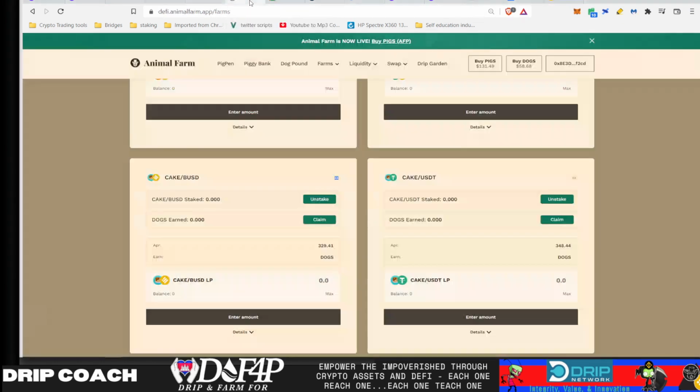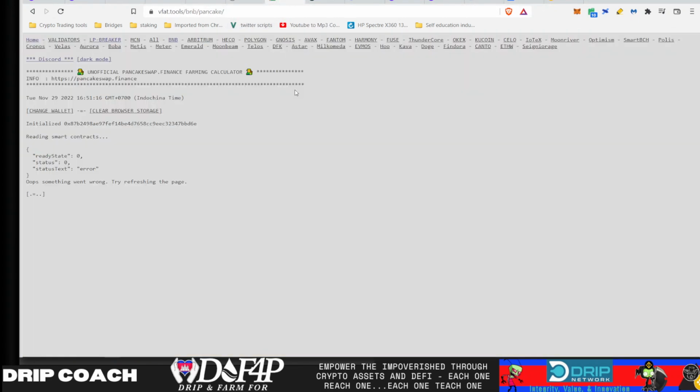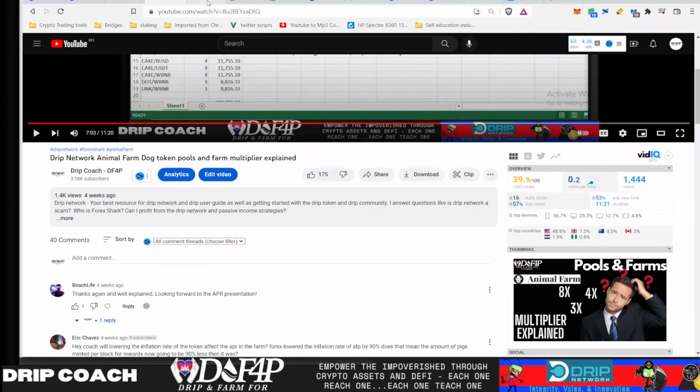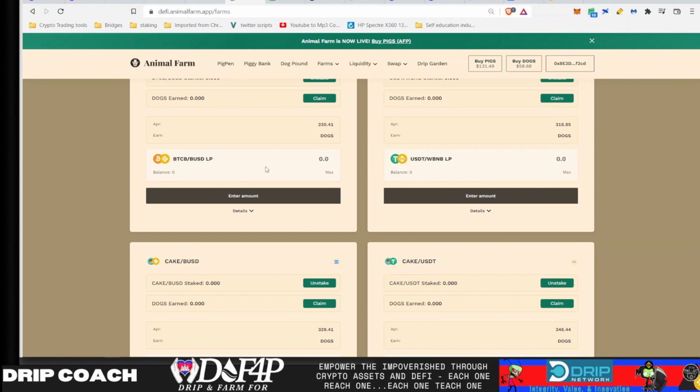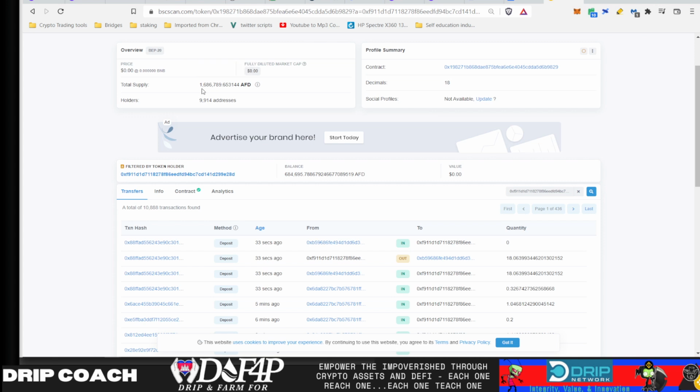Now, the easiest way to get this information would have been from vfattools.tools, but I've been having issues with it and it's been giving me this error, so I wasn't able to get the information I wanted from here. But if you remember the video I made, before we do calculations, we need to know how many dogs are being minted per day, or the emissions basically. VFAT would give us some of that information, or you could come over to the Binance Smart Chain and look at the total supply from when it started and then whatever the supply is now, and then divide that.